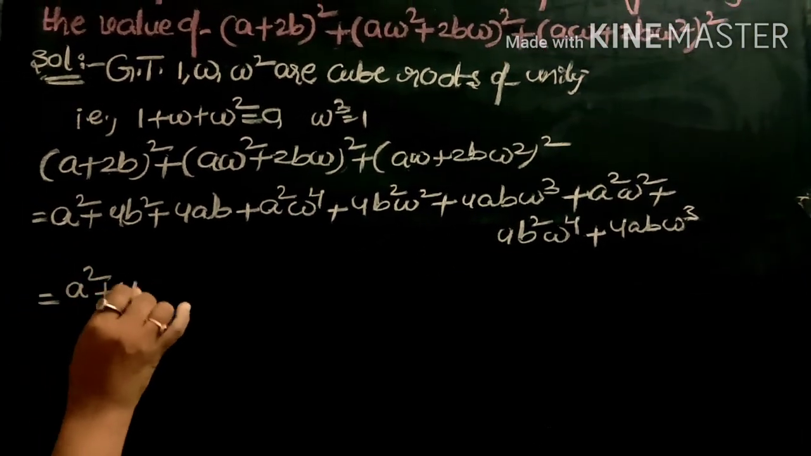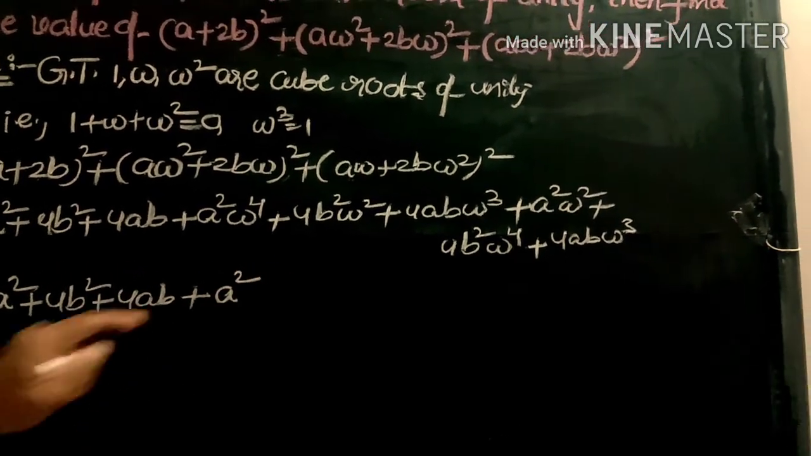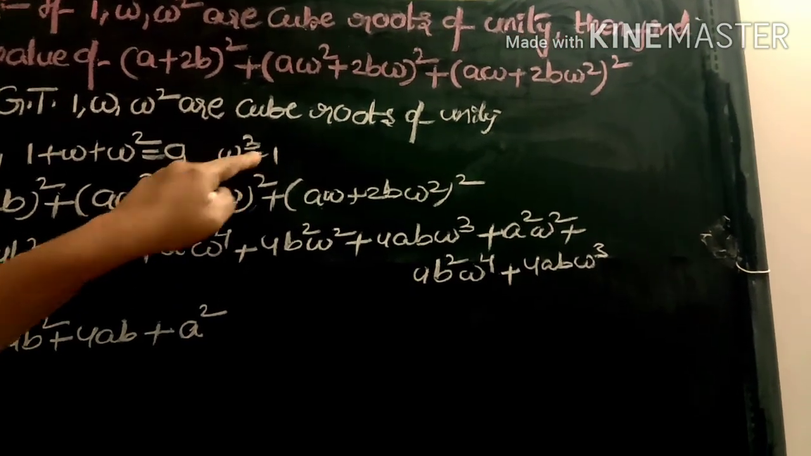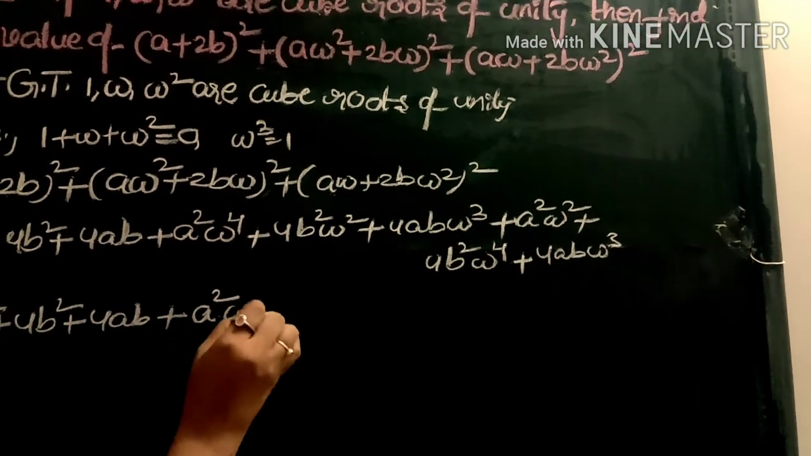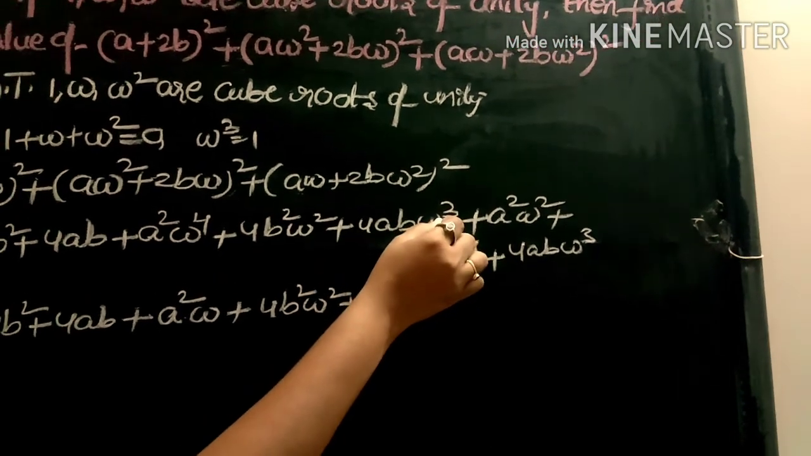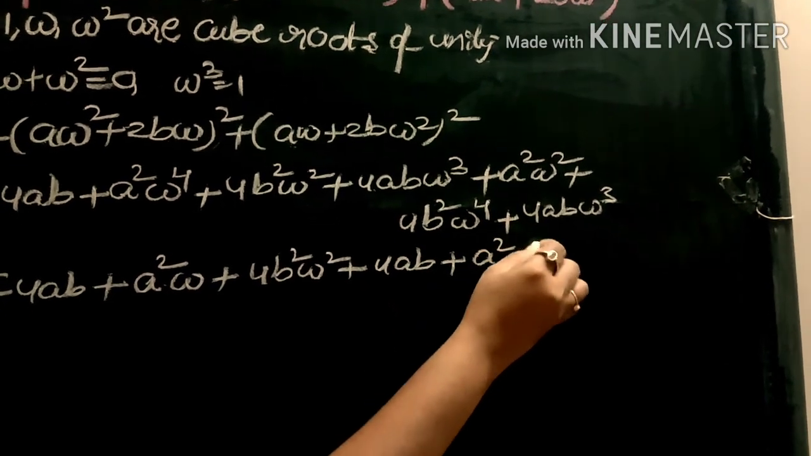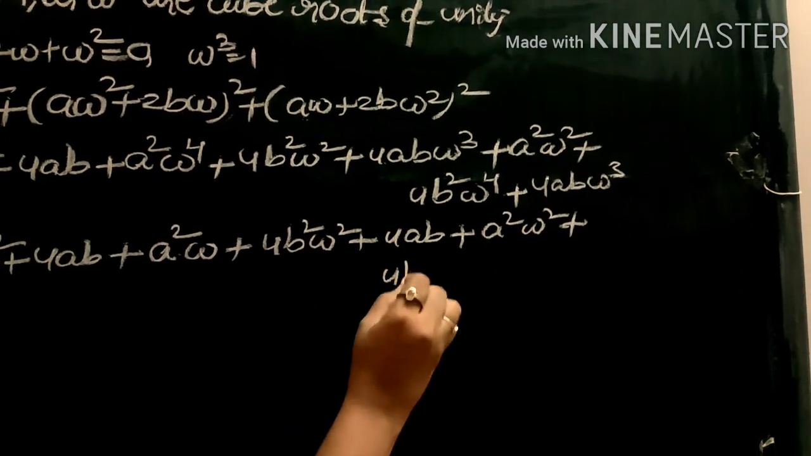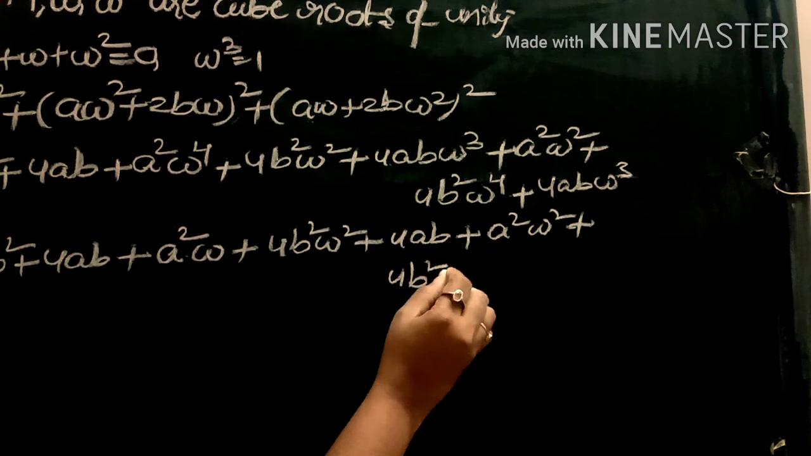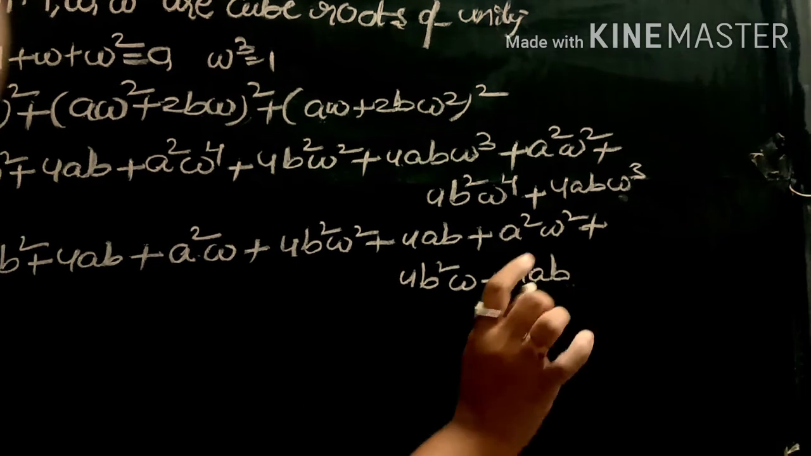So this is equal to a square plus 4b square plus 4ab, plus a square into omega power 4. Omega power 4 is omega cube into omega, but omega cube is equal to 1, so that is omega. Plus 4b square omega square, plus, since omega cube is 1, 4ab into 1, that is 4ab, plus a square omega square plus 4b square omega power 4. Omega power 4 is omega cube into omega, that is omega, plus 4ab into omega cube, 1, that is 4ab.